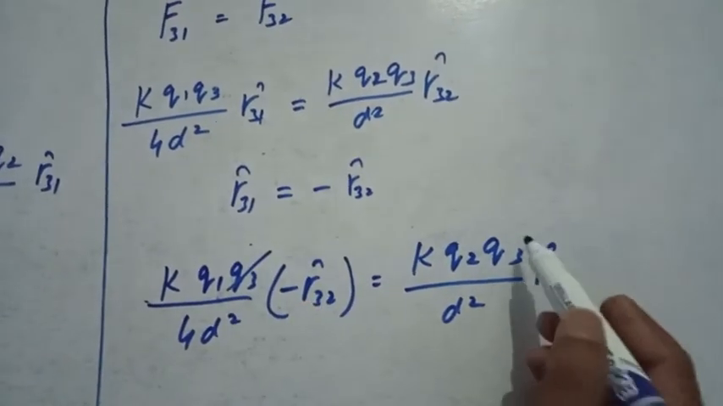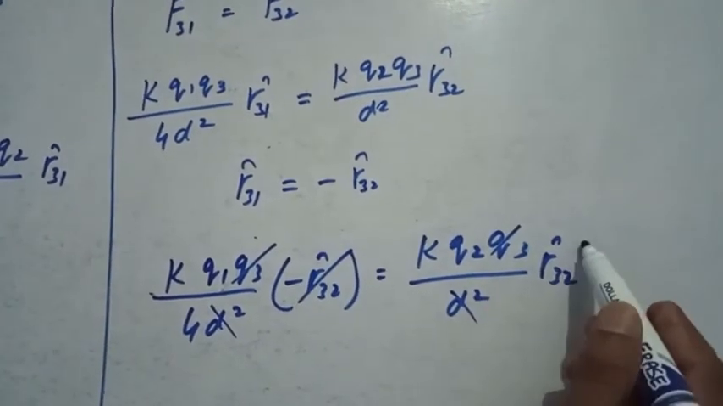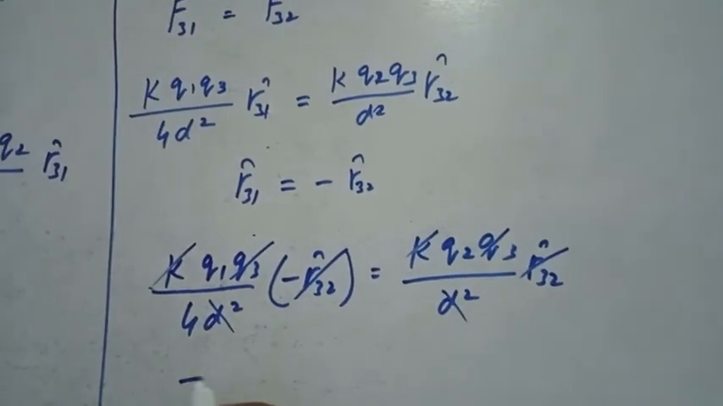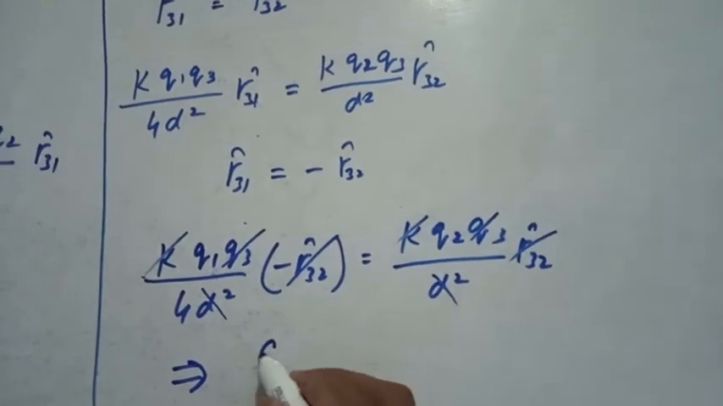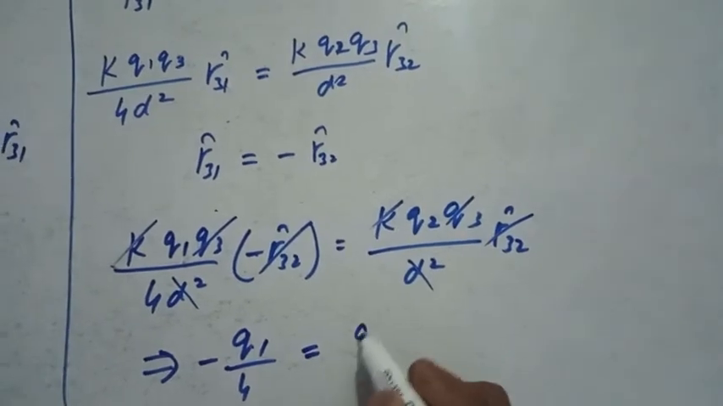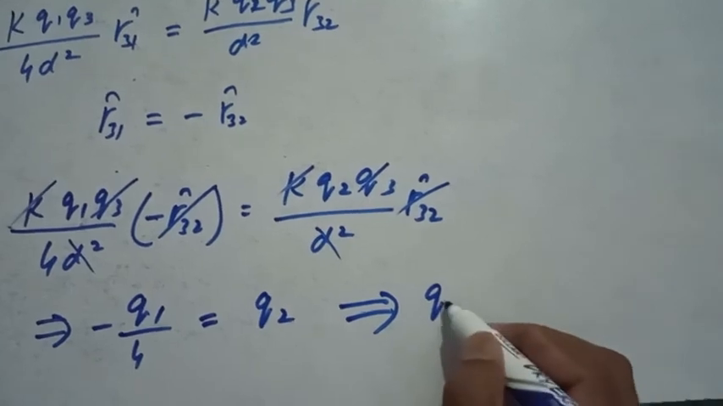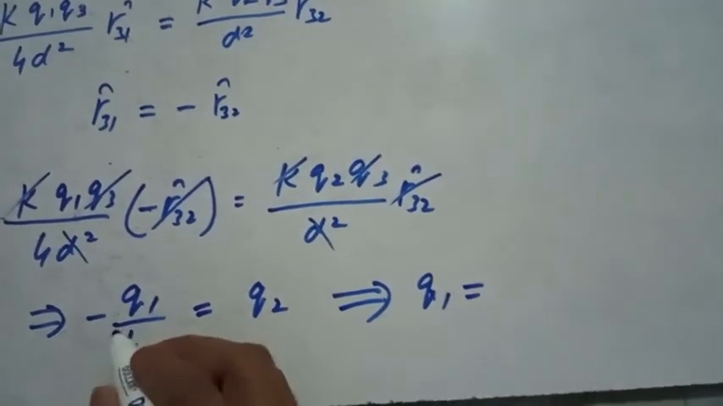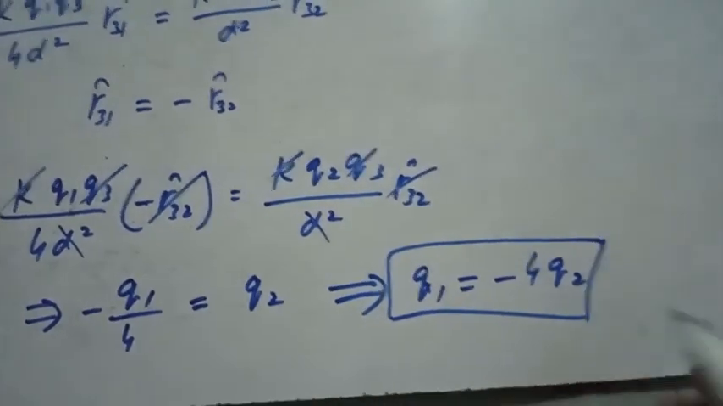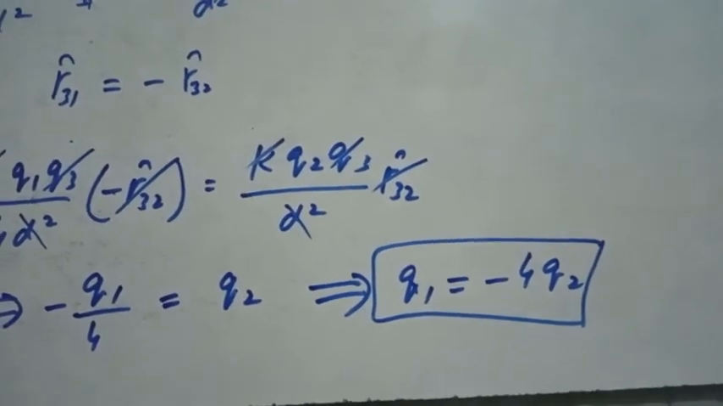Now q3 is cancelled out with q3, d square with d square, and this unit vector with this unit vector. k is cancelled out with k, and the remaining terms are q1 over 4, and here is minus, is equal to q2. Charge q1 in terms of charge q2 is: q1 is equal to minus 4 q2. So this is the required answer of our numerical problem.